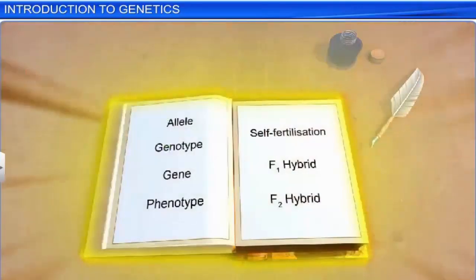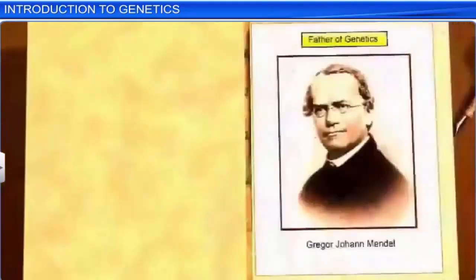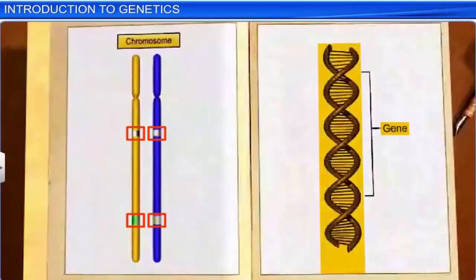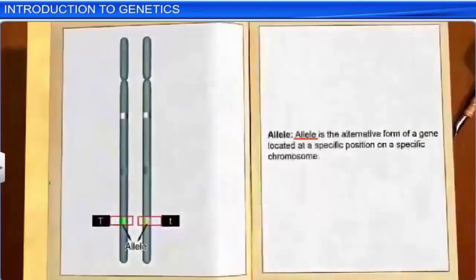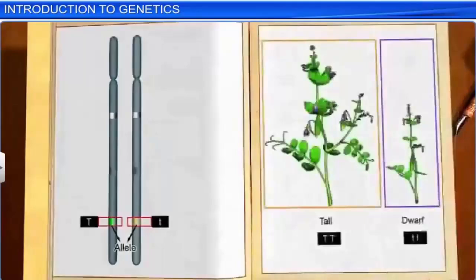Now, let's take a look at the different terms that we come across while studying genetics. A gene or a factor is the functional unit of heredity material, that is, DNA. In other words, it is a unit of DNA that is responsible for the appearance and inheritance of a character. The alternative form of a gene located at a specific position on a specific chromosome is known as the allele. It governs the trait of an individual and is generally represented by a letter.